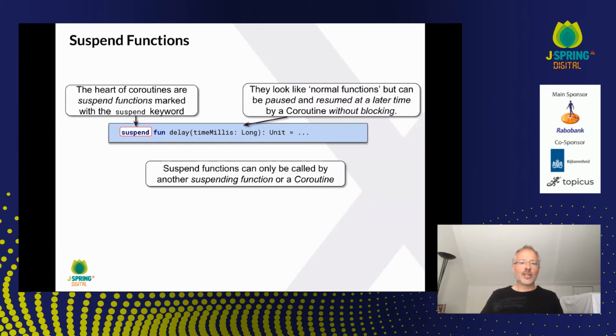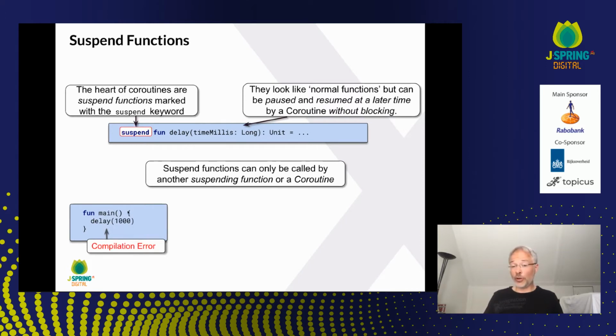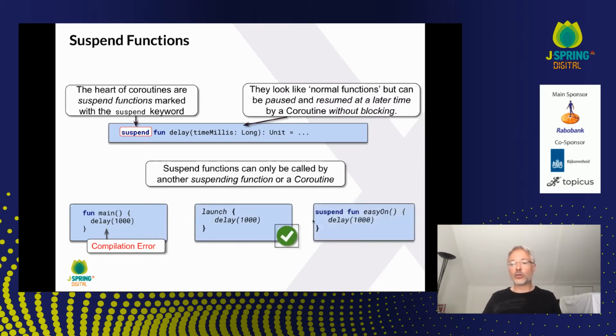These functions, because they have this special capability, cannot be called from any piece of code. First of all, if you had some normal method, you cannot call a suspend method. Like in our main method, delay would not work. You have to call a suspend method from a coroutine. Here we just launched one. Then we call delay on it. This would work. Or you could call a suspend method from another suspend method. This also works.